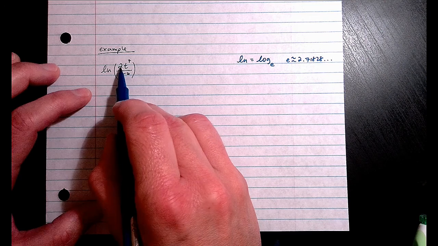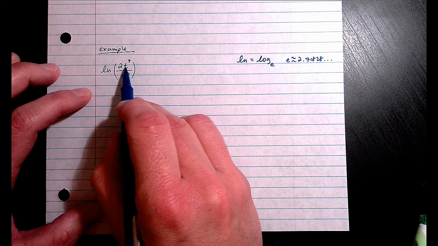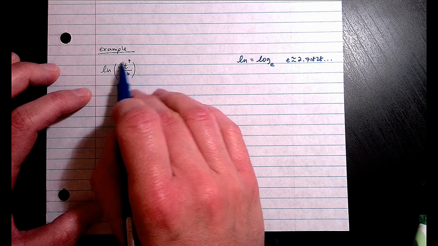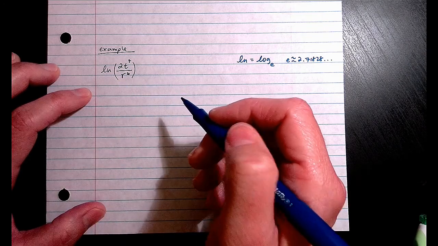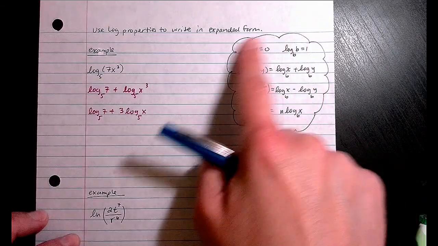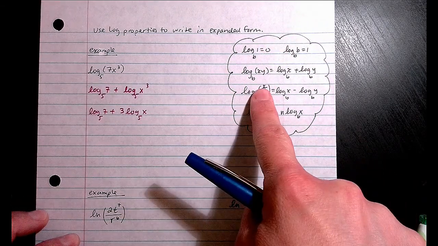We do have a product between 2 and t, so that's going to be the product rule. And the overall structure of the argument, though, is a quotient. So that's where we're going to start. So have your list handy. We're going to do the quotient rule first.